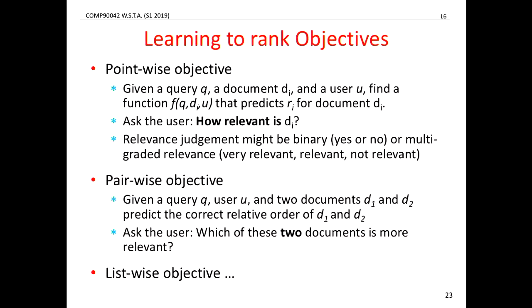Okay, so then how do we frame this as a machine learning problem? There are two different ways. One is a pointwise objective, and the other is a pairwise objective. There's yet another one called a listwise objective, which you can look at in the reading. I won't talk about it.